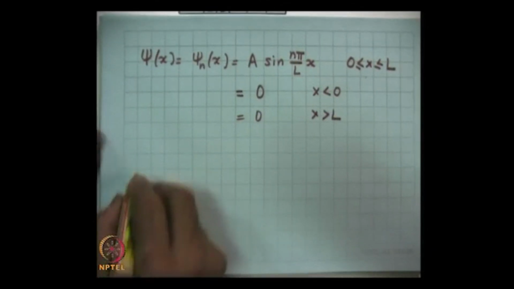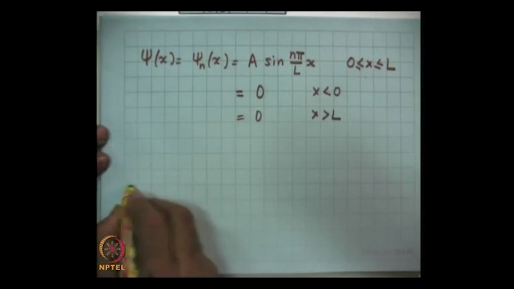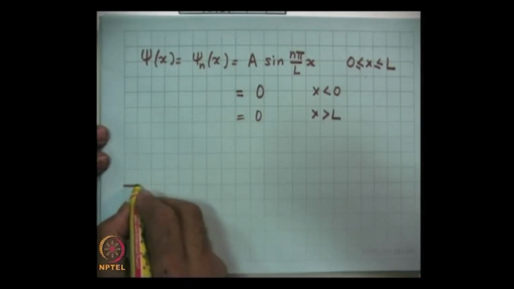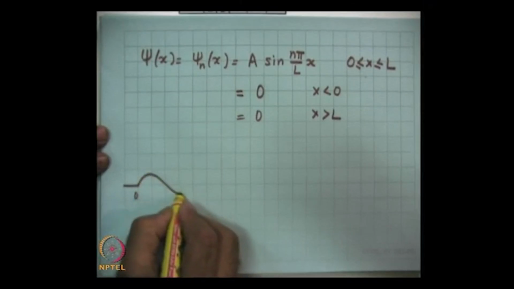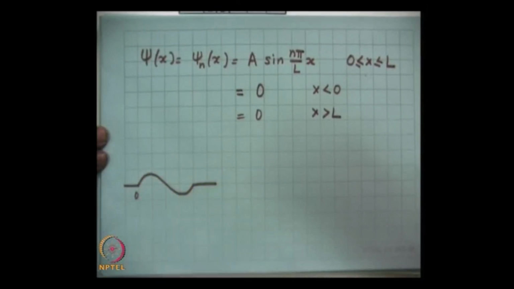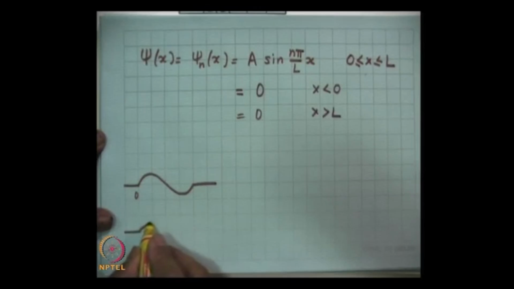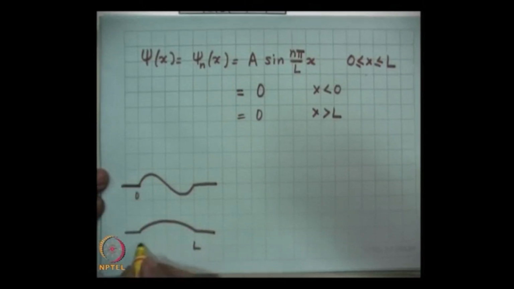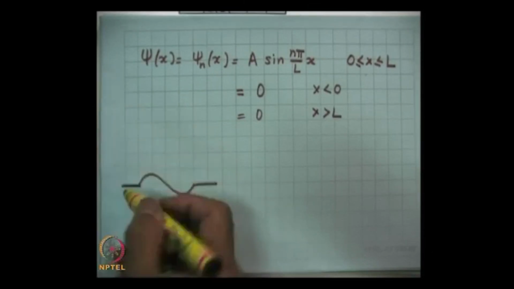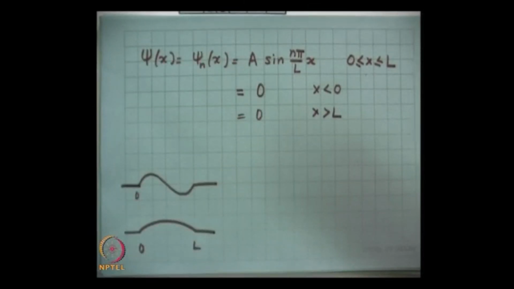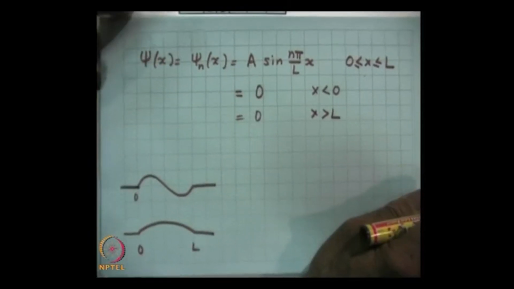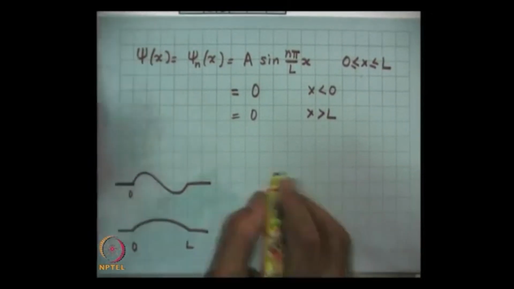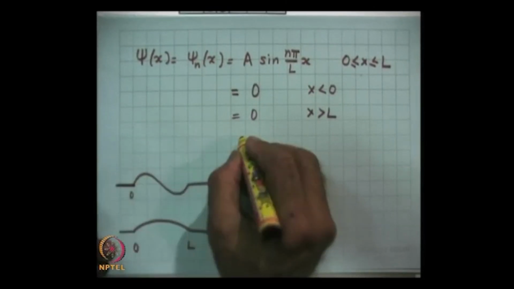So, you will have, for example, for the second state, it will start from 0, this is the x equal to 0 part, and then you will have like this, and then it will come like this. The first wave function will be something like this. So, it is 0 and this is the point x is equal to L, this is the point x is equal to 0, and so on for the higher order wave functions. So, therefore, we have solved the problem completely.